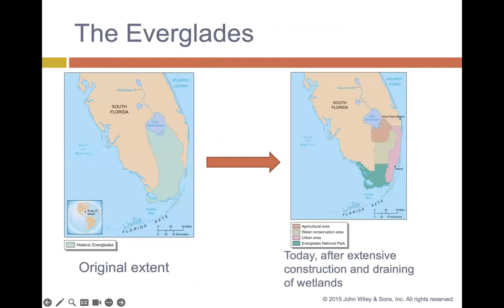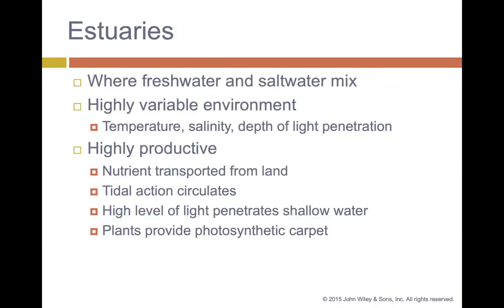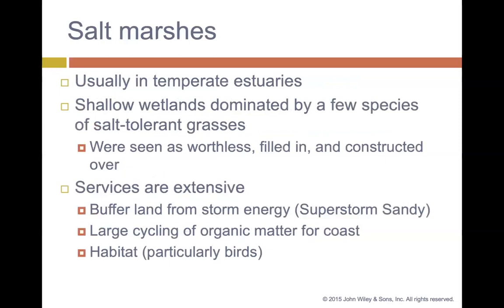Estuaries are where fresh water and salt water mix. Estuaries have a highly variable environment with temperature, salinity, and depth of light penetration, but they're highly productive. The nutrients are transported from the land, tidal action circulates these nutrients, and there's a high level of light that penetrates shallow water so that plants provide this photosynthetic carpet.